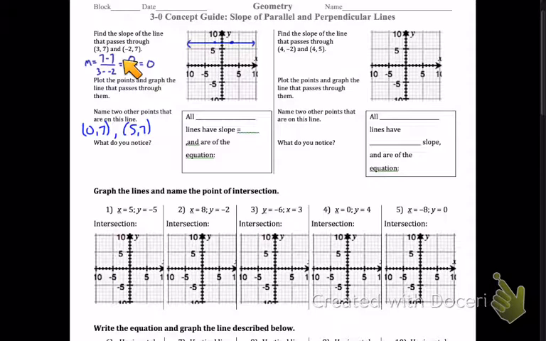What do you notice? 3, 7, negative 2, 7, 0, 7, 5, 7. Hopefully you're noticing that all of the y's are 7. So here's what happens. When the slope is 0, it's a horizontal line. Horizontal lines have slope of 0, and they have the equation y equals some constant, some number. In this case, this line up here is y equals 7. Why is it y equals 7? Because every y up here is 7. X can be anything, y is 7.